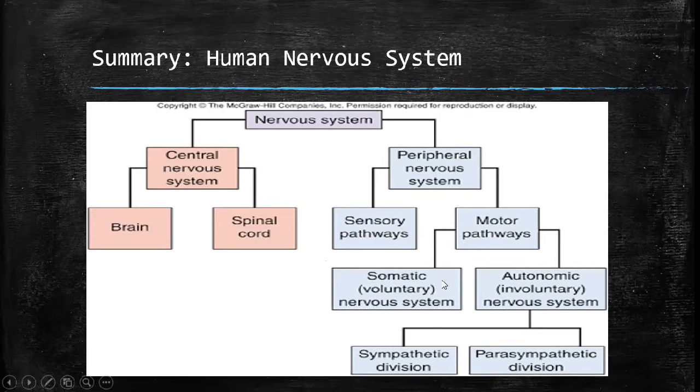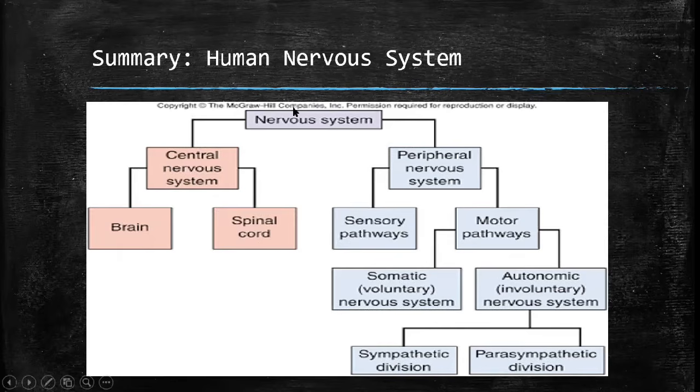Now, the motor pathways consist of the somatic part and the autonomic part. This part is the voluntary part. This part is the autonomic part. This one, you control it yourself. This one, you do not control it. It happens automatically. And then we've got the sympathetic division and the parasympathetic division. Remember, the sympathetic division is what we call the flight or fight, and this part is what we call the rest and digest. I think I need to actually make a video of these two types of nervous systems, which are under the autonomic nervous system of the peripheral nervous system.